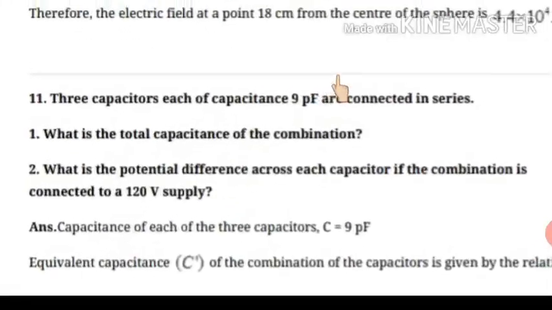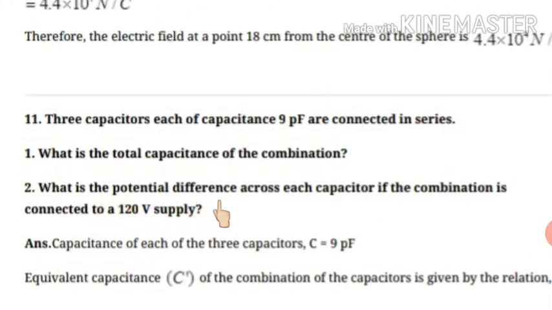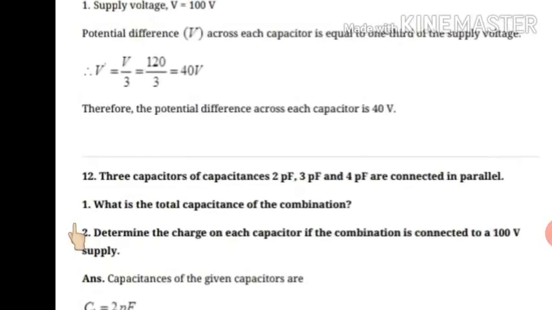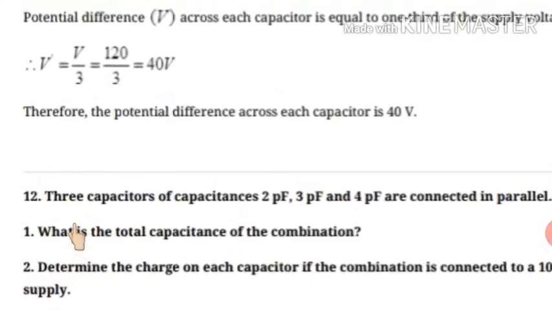Okay, now what is the second part of the question? The second part is, what is the potential difference across each capacitor if the combination is connected to a 120 volt supply? Now we have to calculate the potential difference across each capacitor. We know this thing. So how it will be divided?